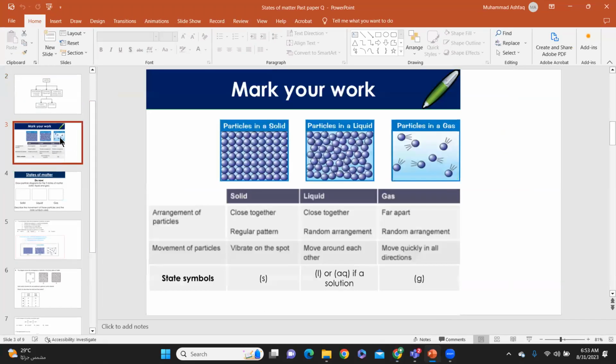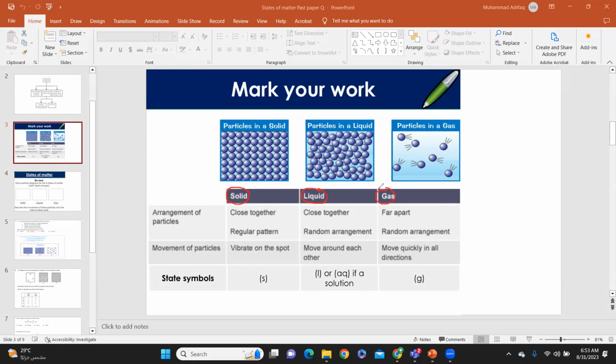Now, let's see this deeply. Here in front of you, you can see a chart or a table. What does that table represent? First of all, the 3 things mentioned here. Now, the first thing is solid. Second is liquid. And the third state is gas.